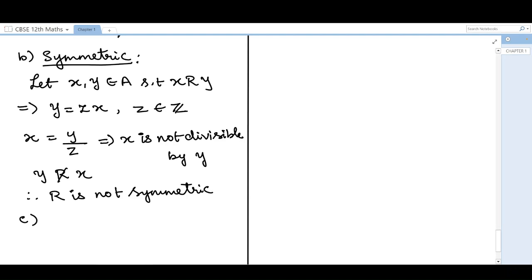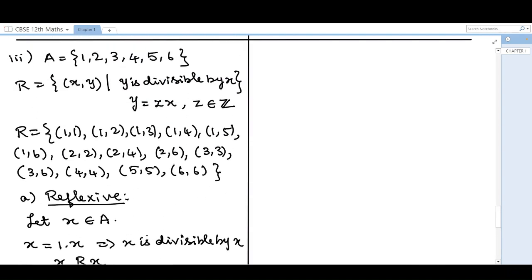Third one, transitive. If you take two elements such that X is related to Y and Y is related to Z, then we have to verify whether X is related to Z. If you take two pairs such that (1, 1) and (1, 2), then I have to verify whether (1, 2) is there. Yes, (1, 2) is there. Similarly, if you take two pairs such that (2, 2) and (2, 4), I have to verify whether (2, 4) is there. Yes, it is there. Fine.